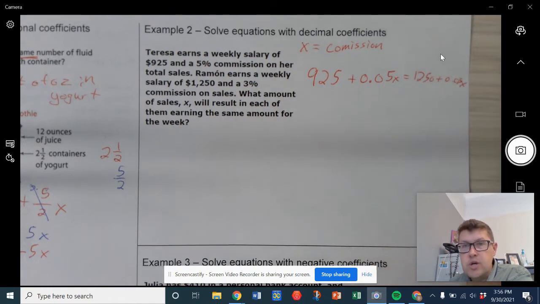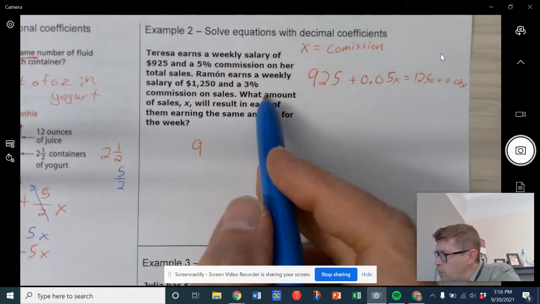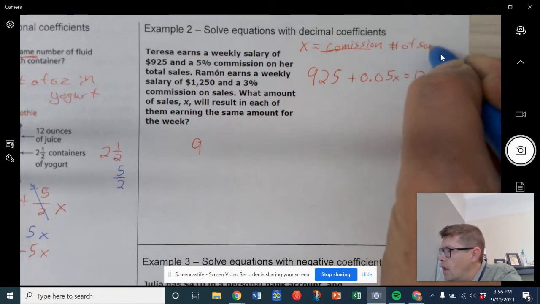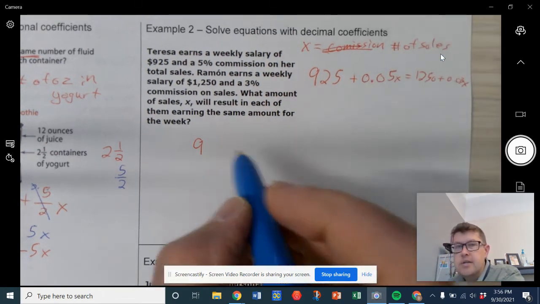Gosh, I'm running out of room. Sorry about that. Let me write it down here. With what amount of sales? Oh, sorry, x equals number of sales. My bad. Sorry. Yeah, because your commission depends on the number of sales.